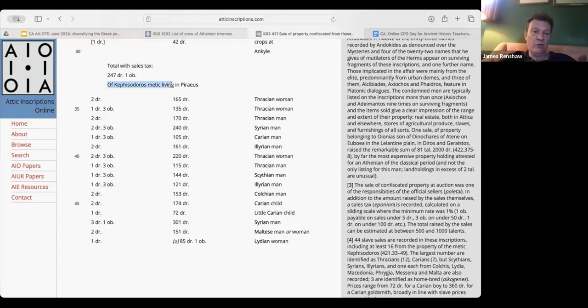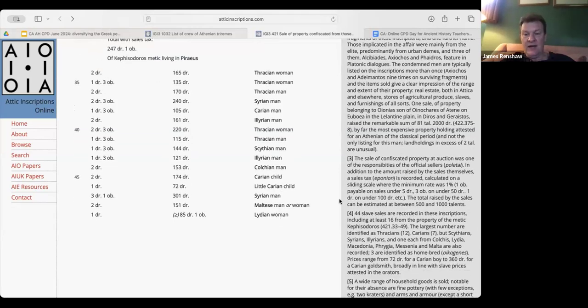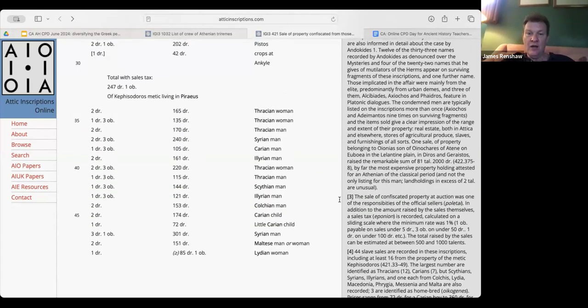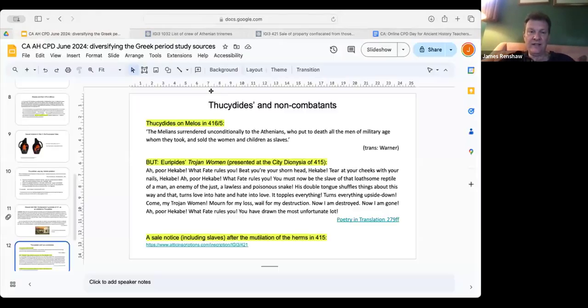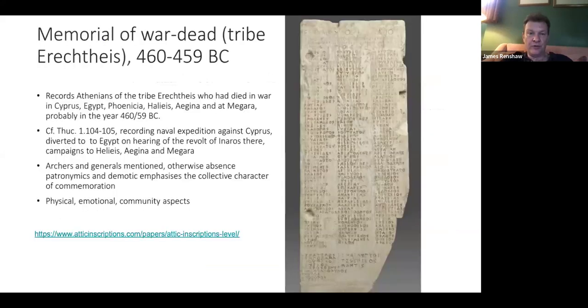But there's a metic called Cephisodorus. He has his properties confiscated, and there's a whole list of different slaves who are part of his property, and their value, and where they're from, their gender, their age, etc. Again, with some really good notes here. So again, just to get your students thinking and realizing that slaves are not just these things that are mentioned in passing, and to be able to explore that, I think, is really important.